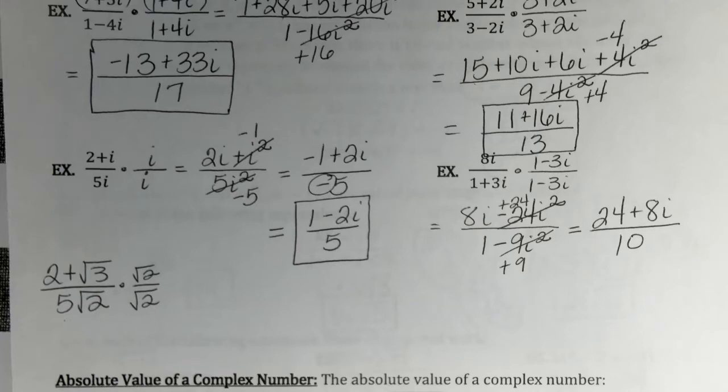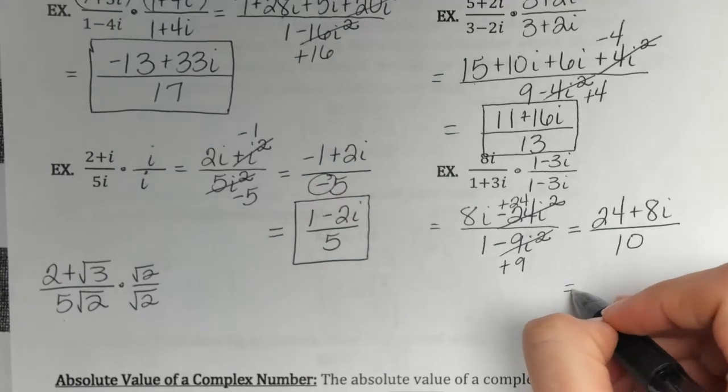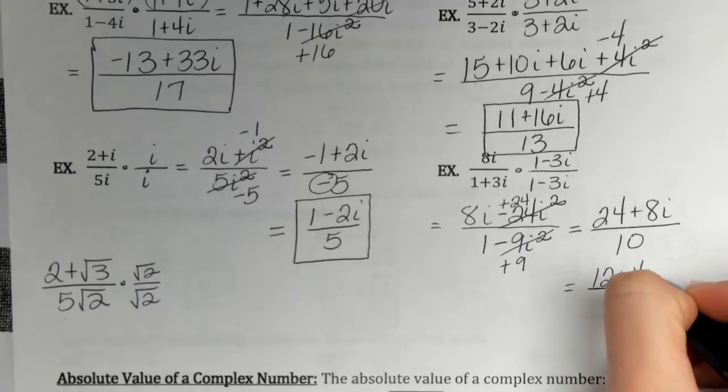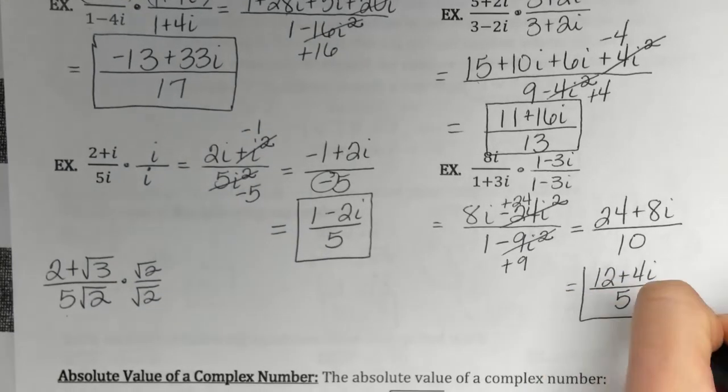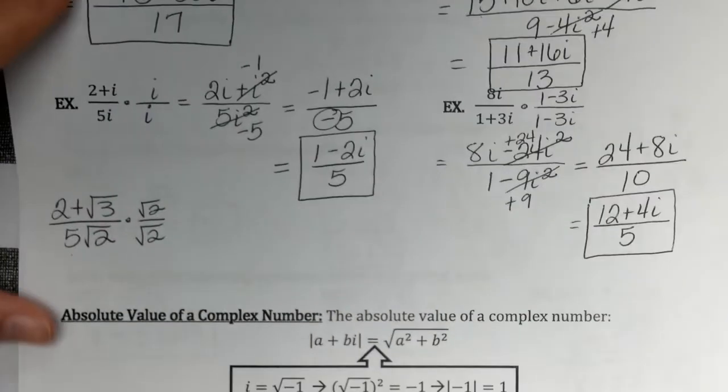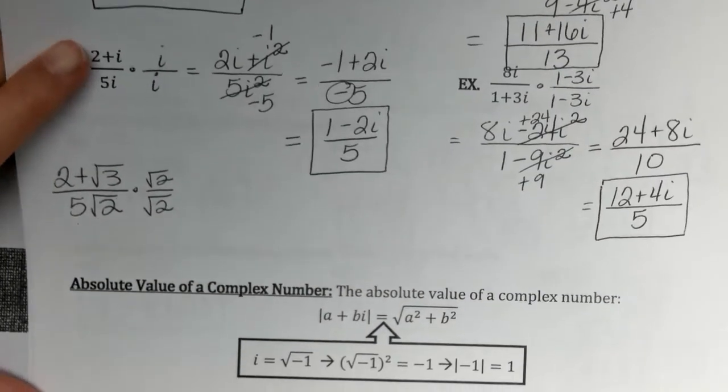So then I got to simplify it. 24, 8, and 10 can all be divided by 2. So that gives me, are good with that? Okay.